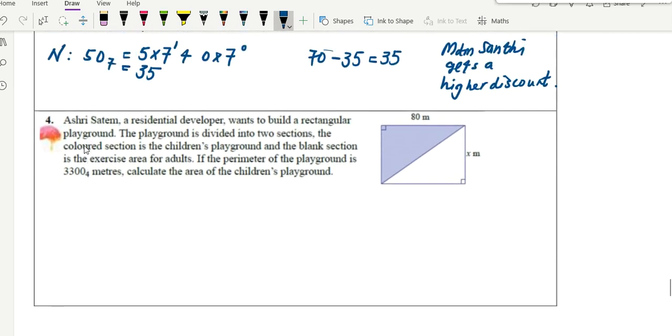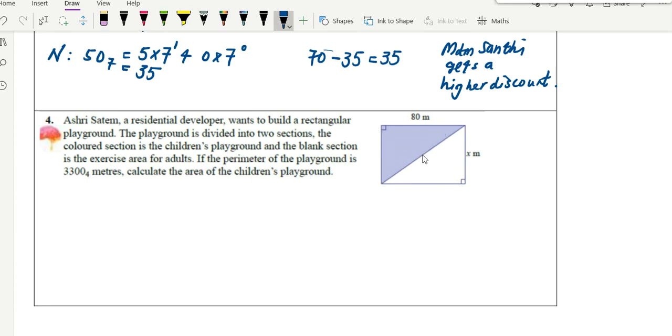Next one, question 4. Asri Satema, a residential developer, wants to build a rectangular playground. This is a playground. The playground is divided into two sections. One is colored, one is blank. The colored one is for children, and the blank one is the exercise area for the adults. So they gave you this information. If the perimeter of the playground is 3300 base 4 meters, calculate the area of the children's playground.